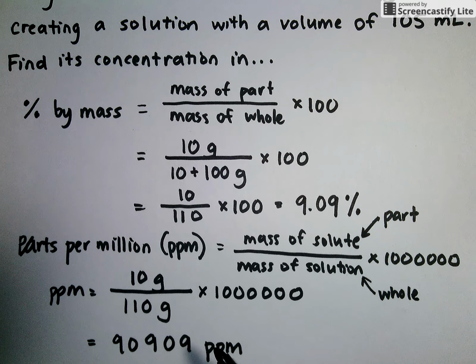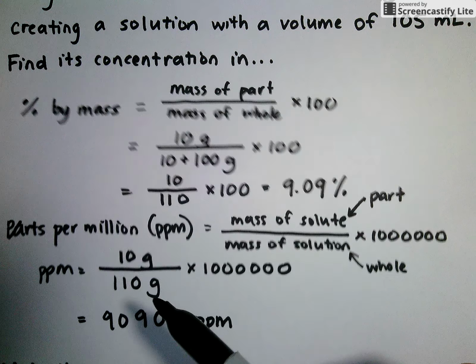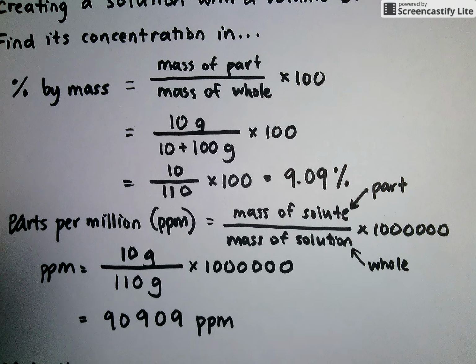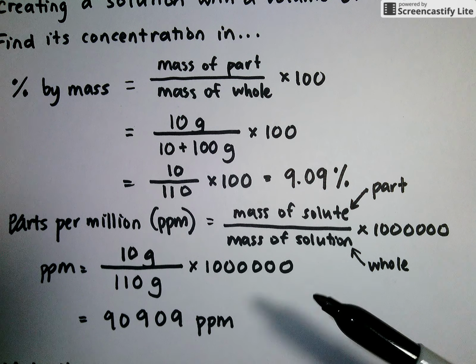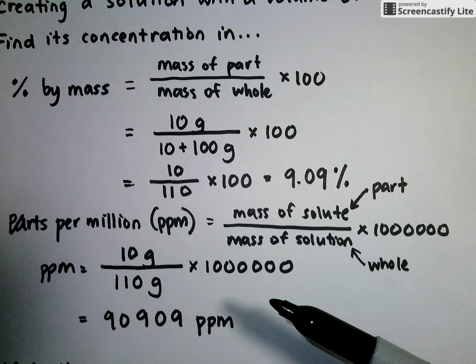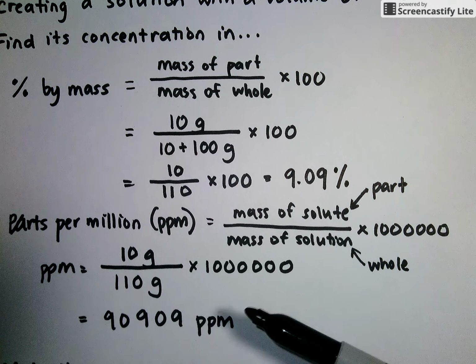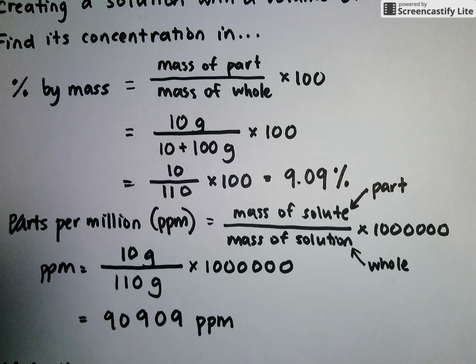Oftentimes, when you use this particular type of equation, you're going to get some very, very tiny number for mass of solute, oftentimes expressed in scientific notation. So maybe 2.0 times 10 to the minus fourth grams of lead. And that makes sense. You're not going to find lead dissolved in water in high concentrations, I hope. So oftentimes those parts per million calculations will be used for very small numbers, but in this case, it's perfectly acceptable to do this type of calculation.